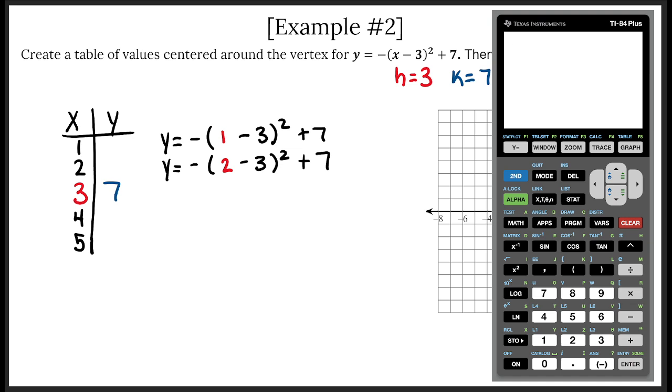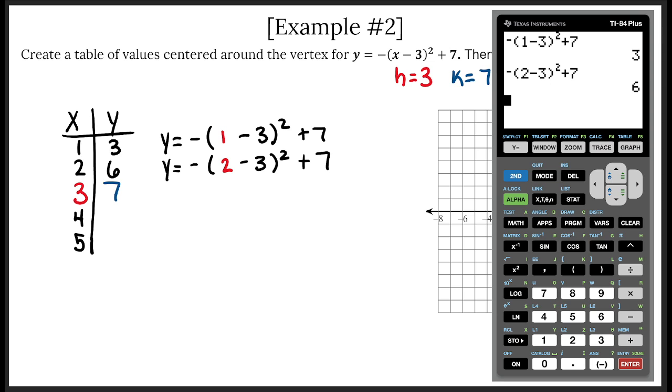So we need to type negative parentheses 1 minus 3 squared plus 7 equals, so there's one of them, negative parentheses 2 minus 3 squared plus 7. There's the other one. So 3 and 6 are the first 2 outputs for my table.